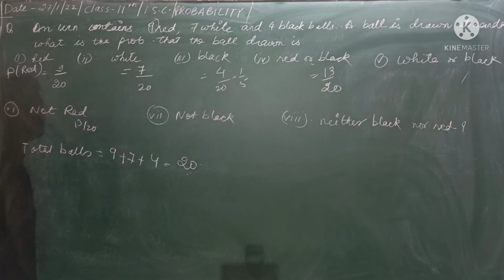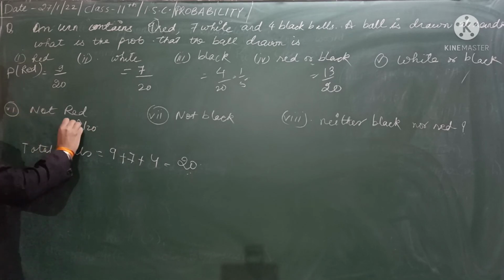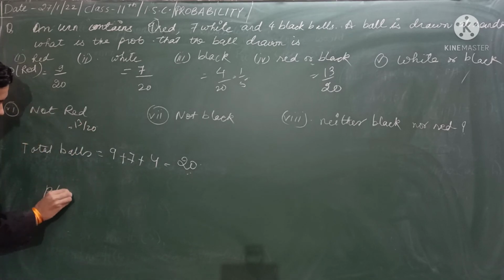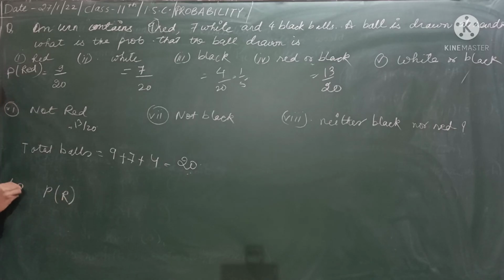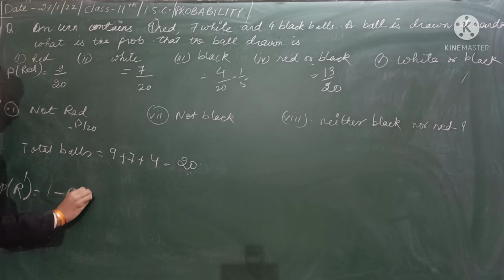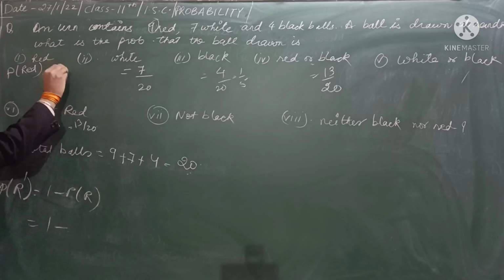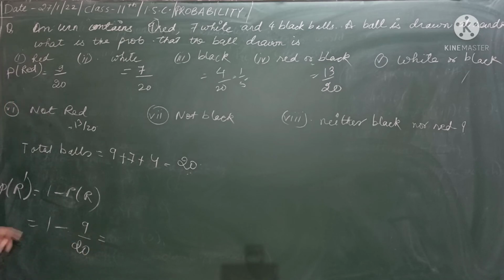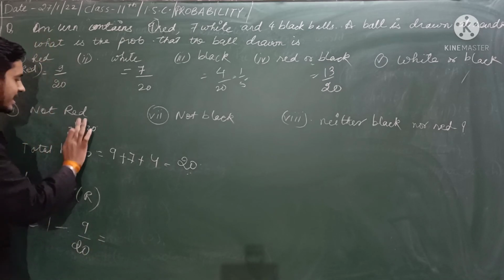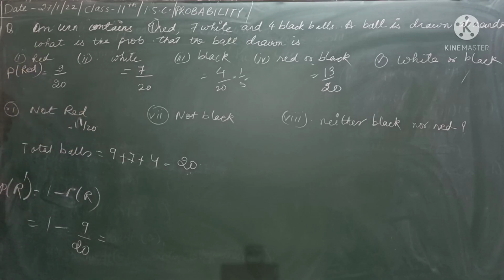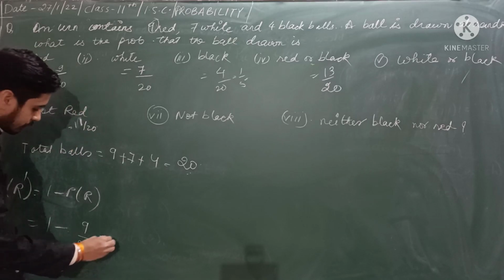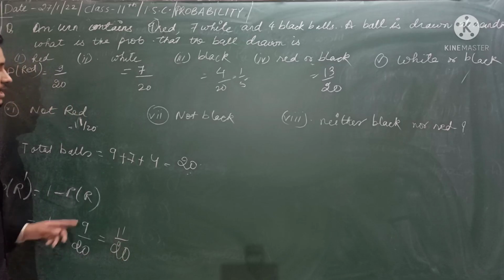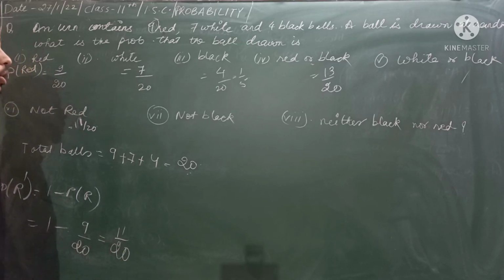You can also go with that complementary event we studied just a minute or two before. The probability of not red is 1 minus the probability of red. So 1 minus the probability of red. 7 plus 4 is 11, so here 11 will come, not 13. Sorry. So here you take the LCM, and the answer will again be 11 upon 20.